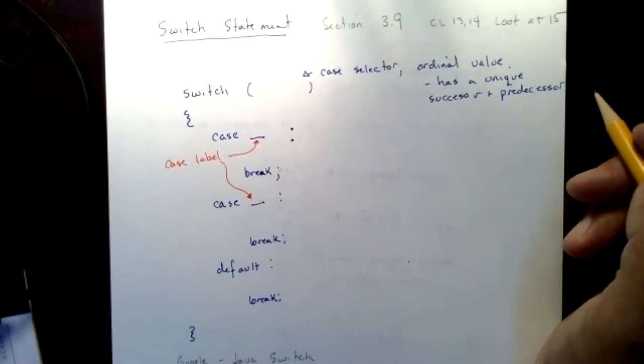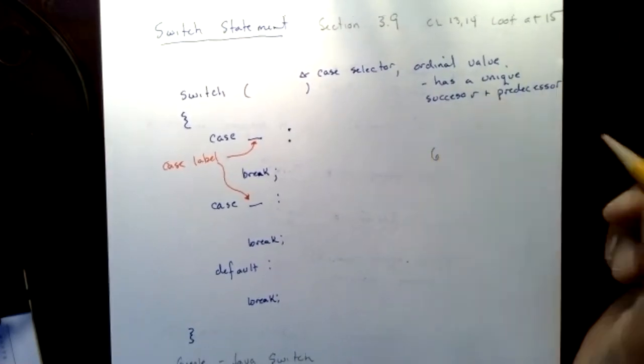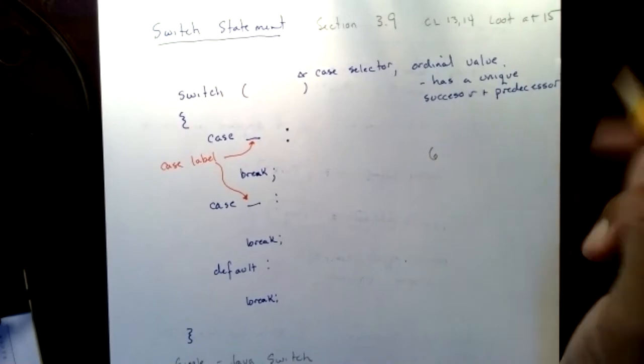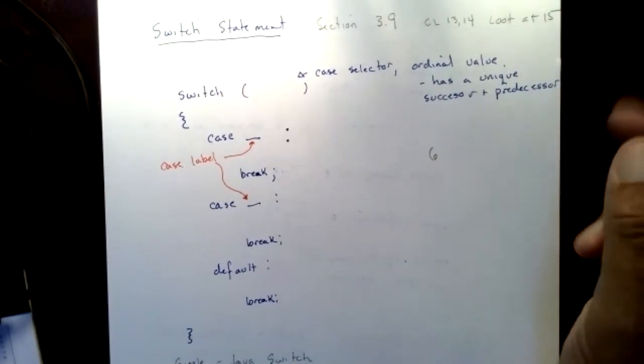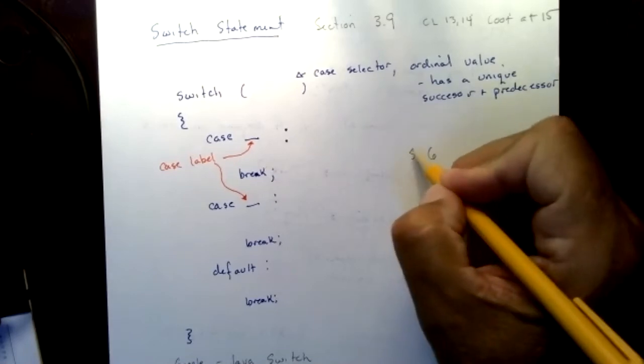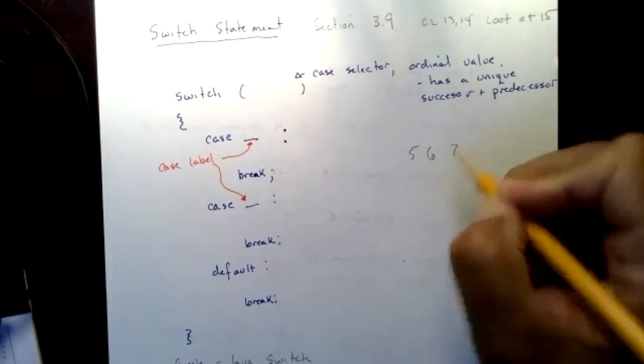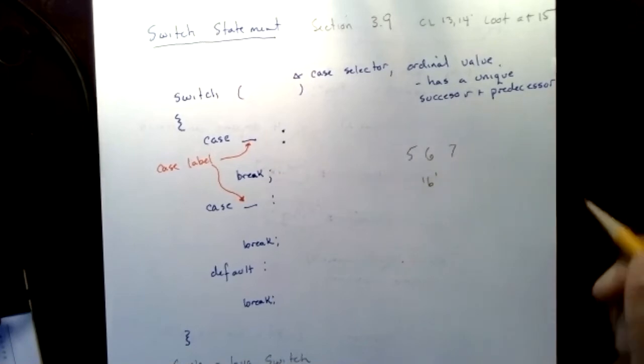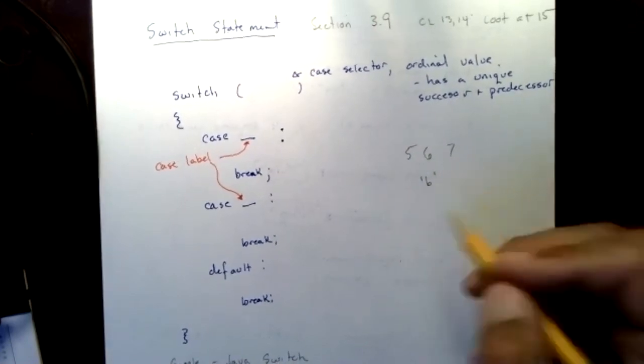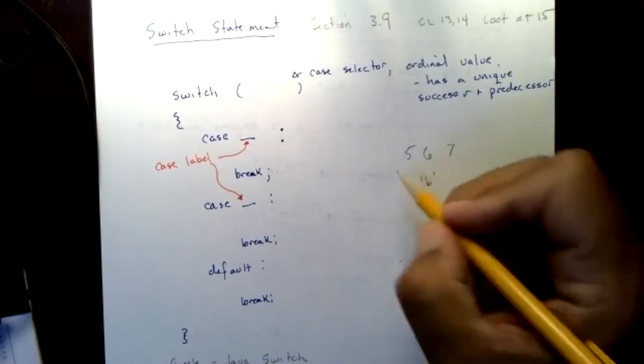For example, in the world of integers, if I say 6, what comes before the 6? 5. What comes after the 6? 7. Good. If I say in the character world, lowercase b, what character comes before it?